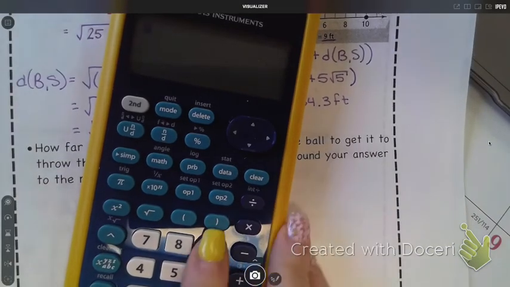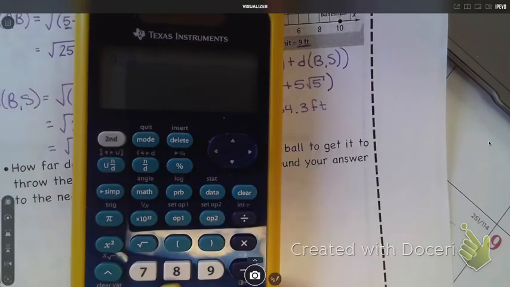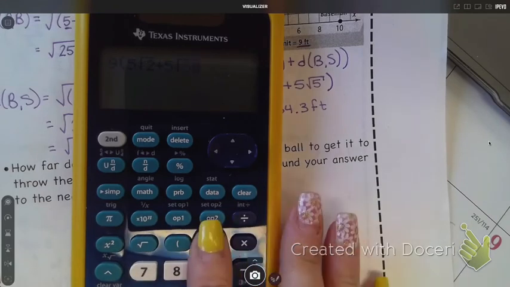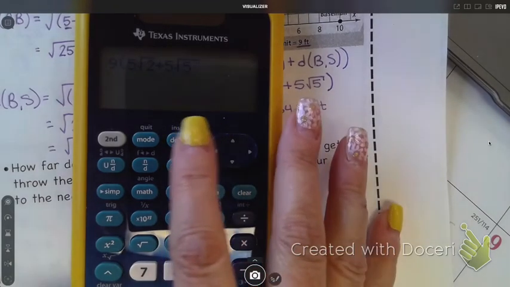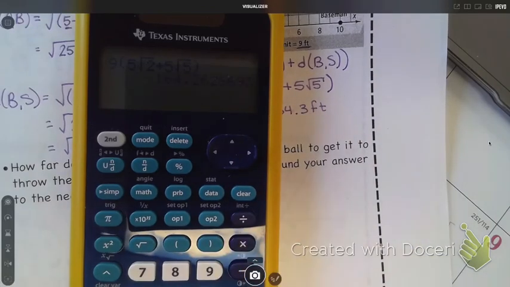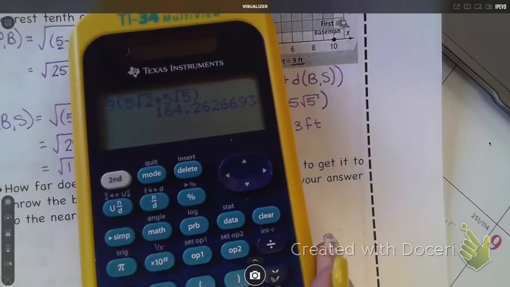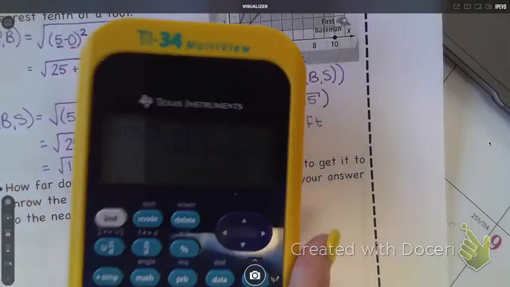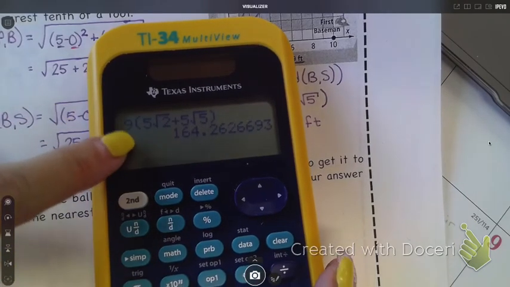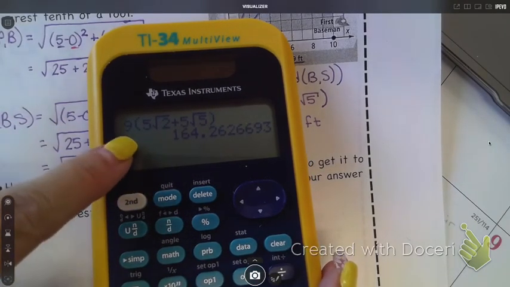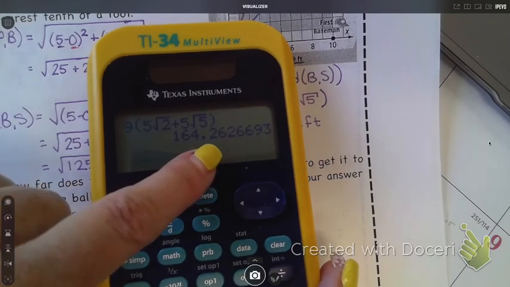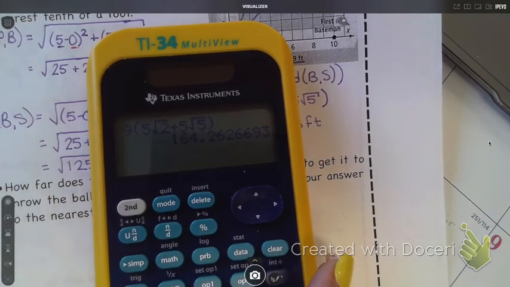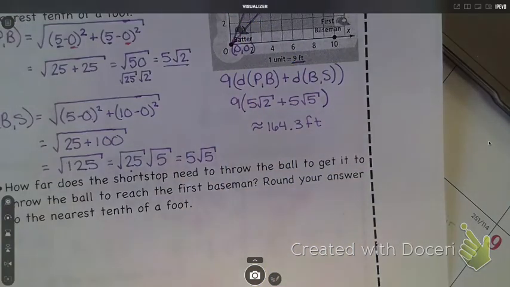So I do 9 parenthesis 5 square root of 2 plus 5 square root of 5, parenthesis. Yay. See? It worked. Wow. If you're getting a calculator, guys, if you want to buy one, this is a 2-line calculator so you can see what you put in and the answer. That is much better than just a basic one where you can't see it because you have to do things kind of backwards on those.